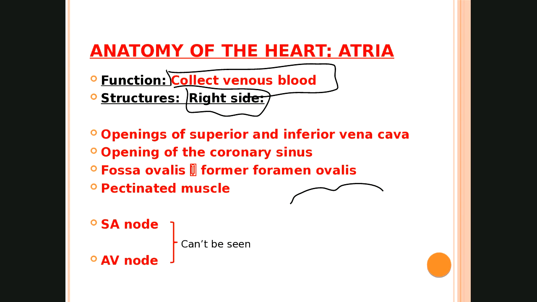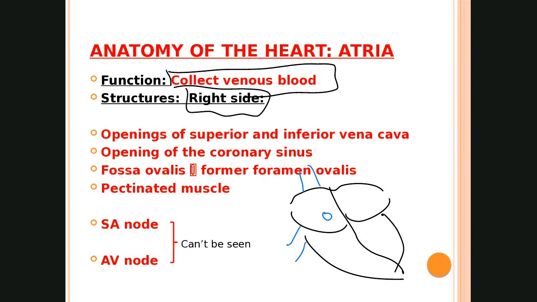So we have a little heart here. We're looking at the right side, and notice the right side is always painted blue because it's receiving deoxygenated blood. So there are going to be 3 blood vessels that arrive at the right atrium. We're going to have the superior vena cava, the inferior vena cava, and the coronary sinus. All three vessels are bringing the deoxygenated blood to the right atrium.